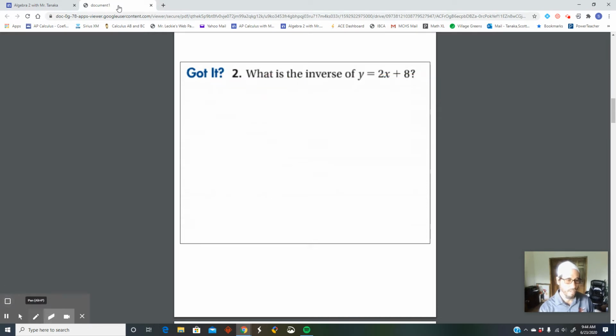Okay. All right, so what is the inverse of y equals 2x plus 8? Let's go. What's step 1? Well, step 1 is to write y equals, and it already is because it's not in function notation. So my next step, step 2, is to switch the x and switch the y. Isn't that kind of cool? And it's going to actually give me the inverse.